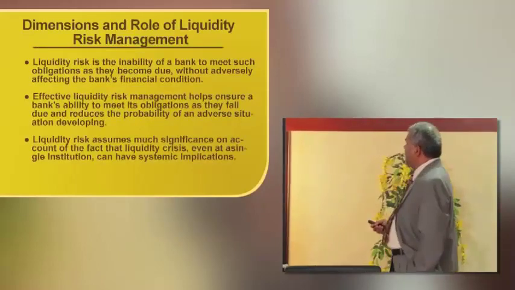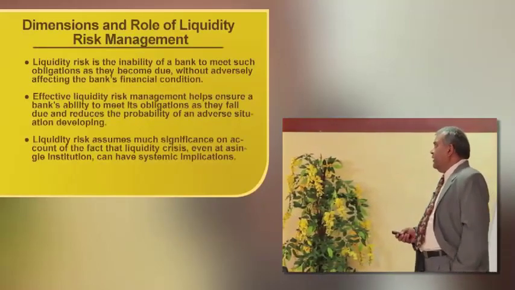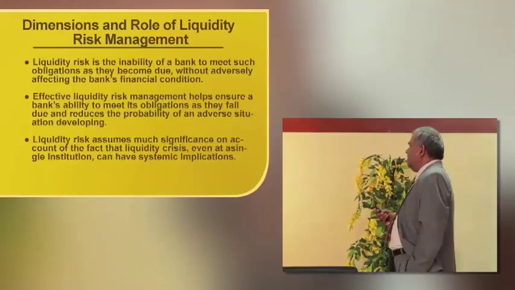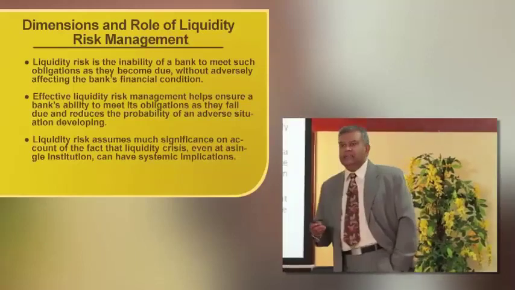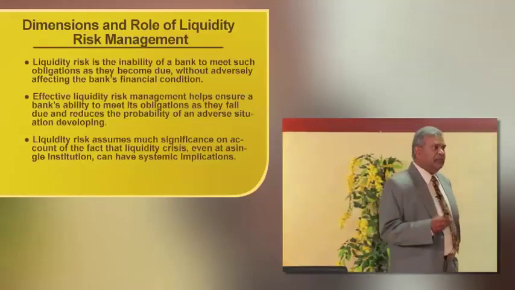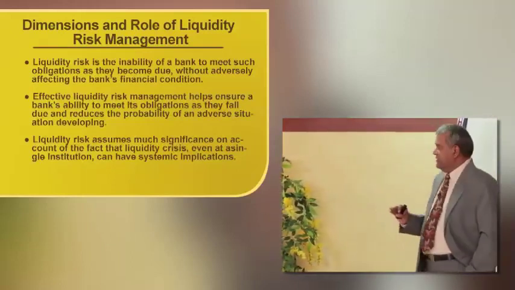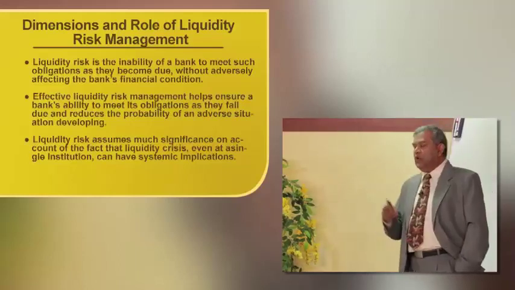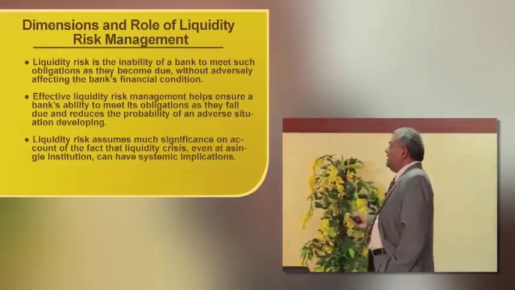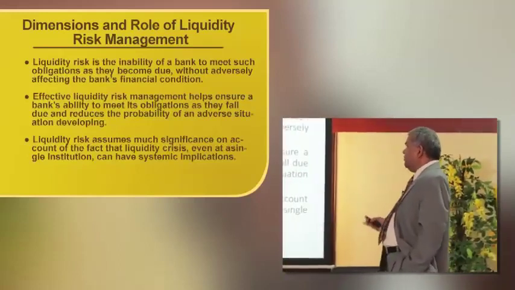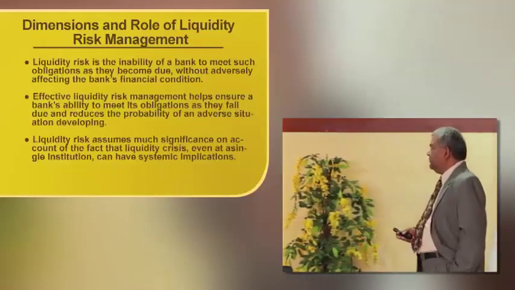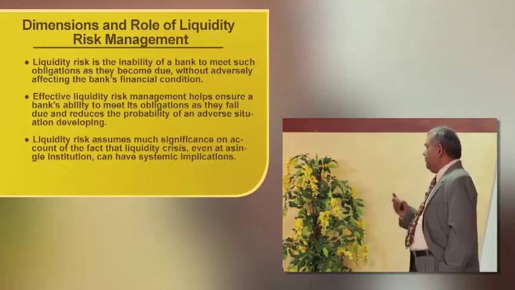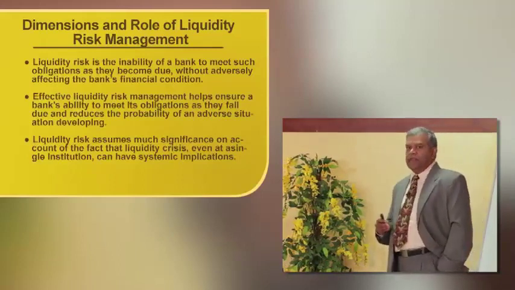What are the dimensions and role of liquidity risk management? Let us see. Liquidity risk is the inability of a bank to meet its obligations as they become due without adversely affecting the bank's financial condition. It means any cash outflow has to be met with little hassle, and liquidity risk is the inability of the bank to meet it. So when we don't keep enough provision, it creates an inability on the part of the bank. Effective liquidity risk management helps ensure the bank's ability to meet its obligations as they fall due and reduces the probability of an adverse situation developing. That's what I already told.